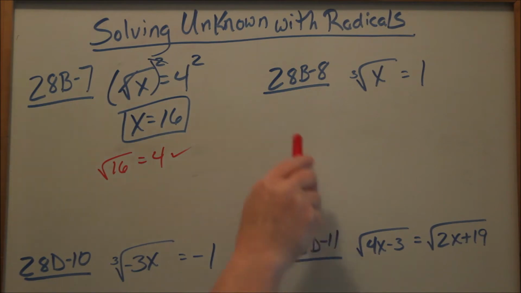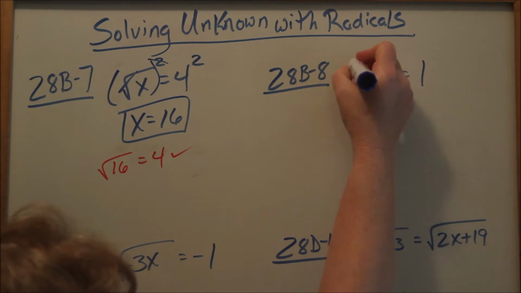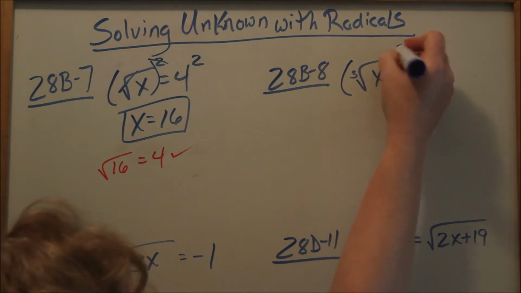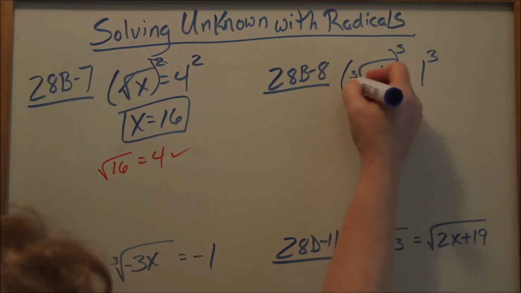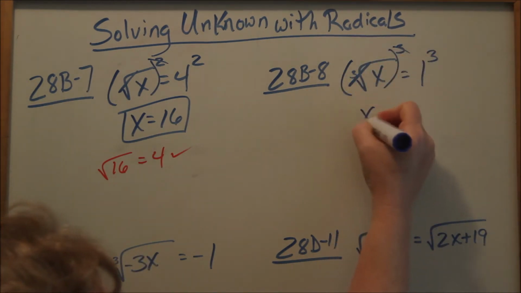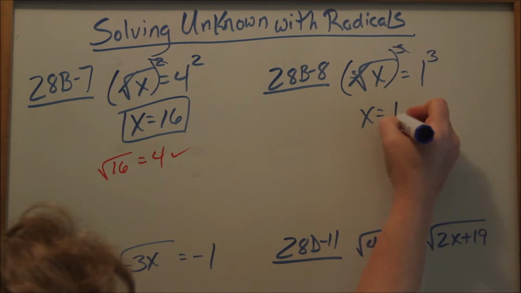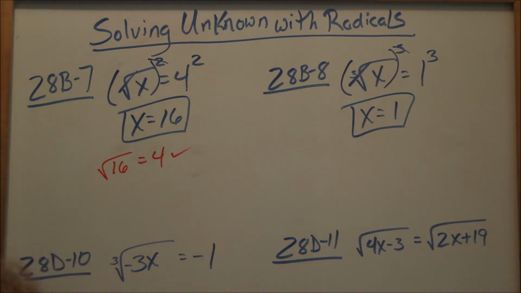So let's look at 28b number 8. So here you have the cube root of x equals 1. Well, what is the opposite of cube root? The opposite of cube root is cubing. So whatever you do to one side, you have to do to the other side. That and that cancels, so x equals 1 cubed, which is 1 times 1 times 1, which is 1.